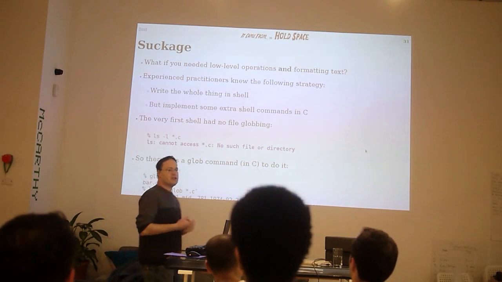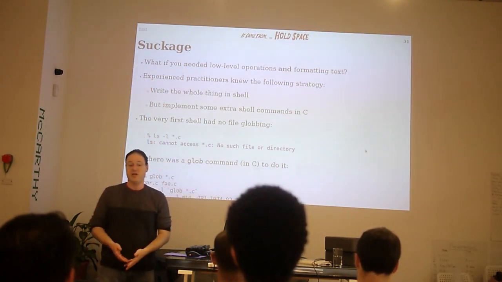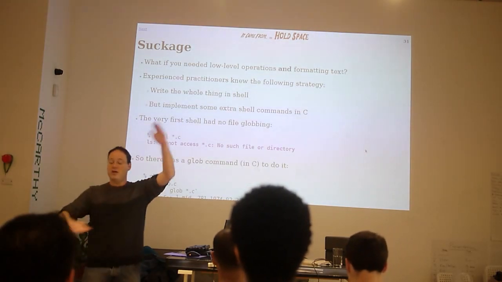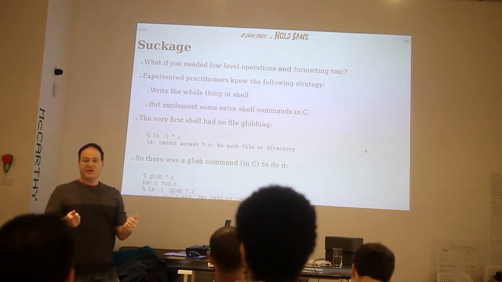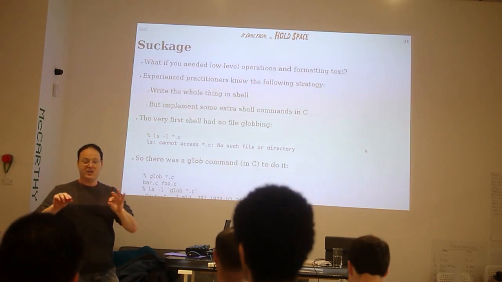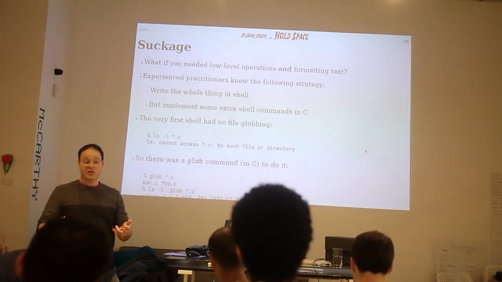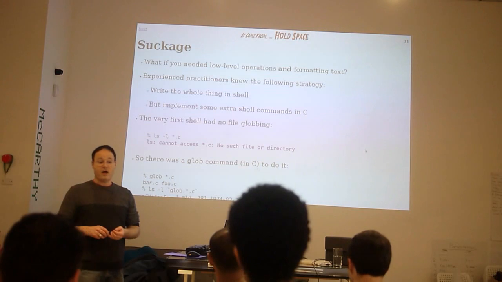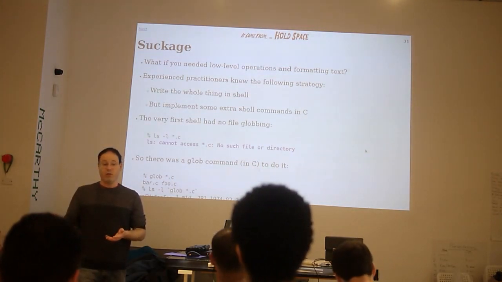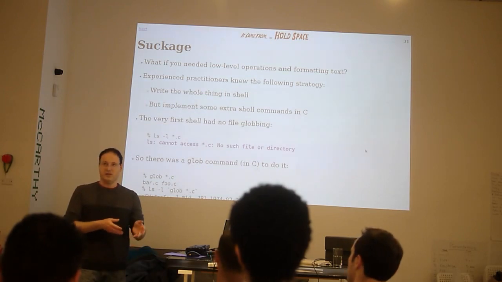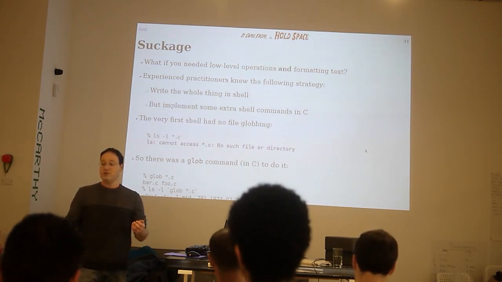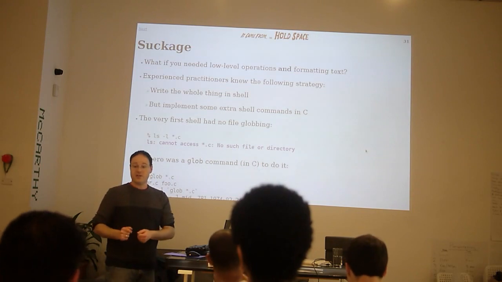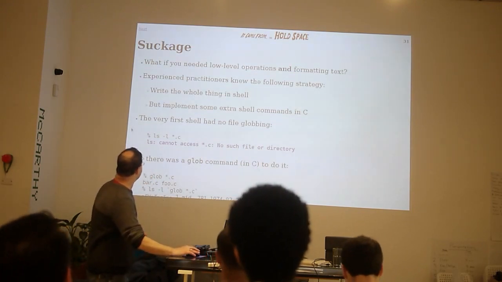So what if you needed low-level operations from C and you needed nice text formatting, which you can't get from C, it's a huge pain. Well, the experienced practitioners in Unix use the following strategy. They write the whole thing in shell, but at the point at which it needs to do something difficult, like talk on the network or manage processes, you write a little tiny C command, the smallest possible thing, as an extension to the Unix command set, and you have the shell invoke that as a program and gather its output. For example, if you wanted your shell to manage the process table, you wouldn't write the process table stuff in shell. You would call out the external PS program that somebody had written for you already that produces the process listing. And if the command you wanted didn't exist, you would write it in C and extend your shell script that way. So here's a really extreme example.